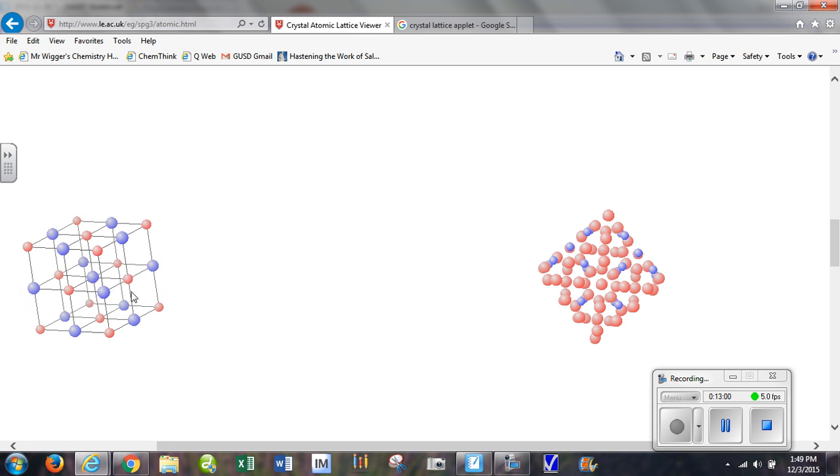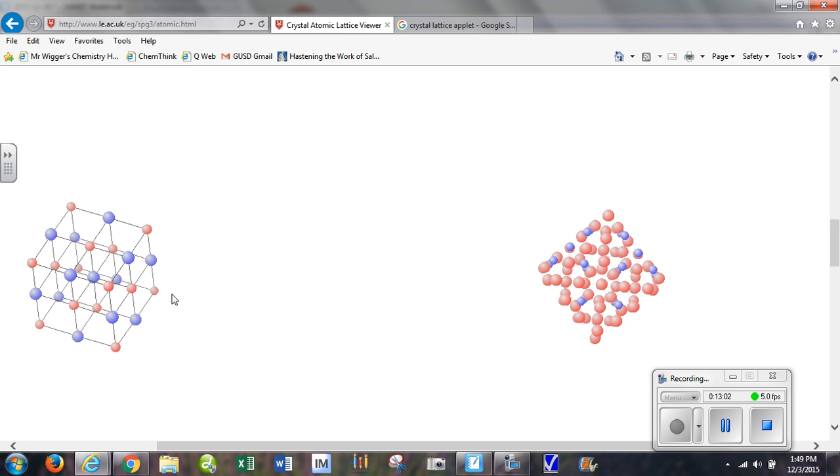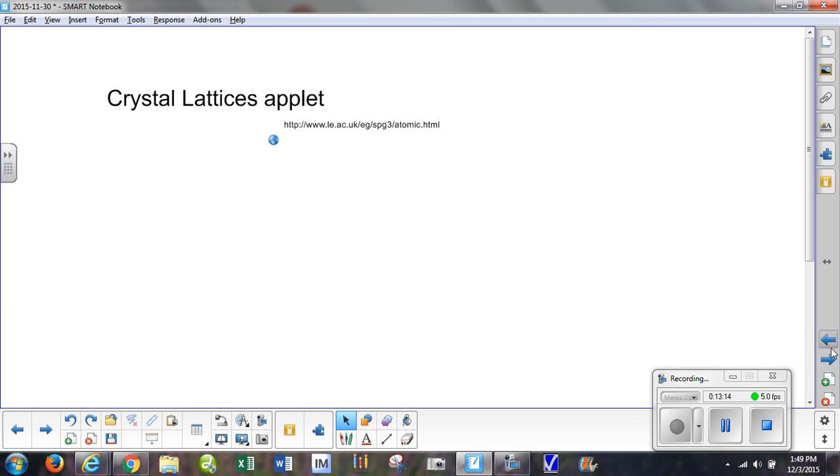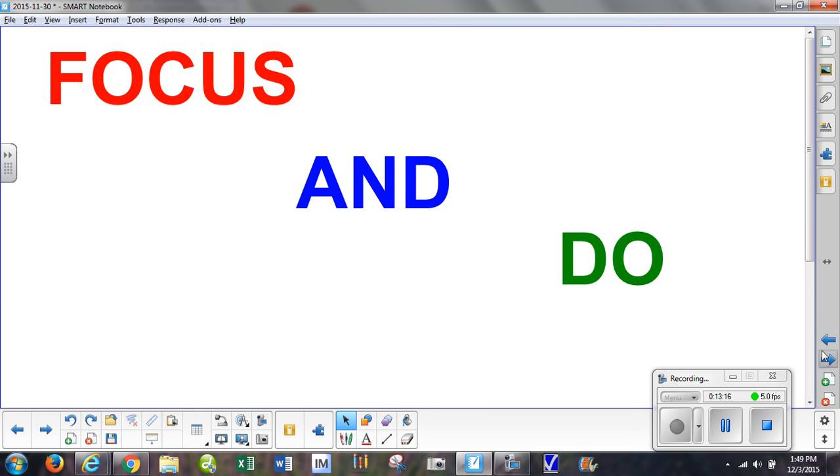Anyway, this stuff is what we call a crystal lattice. And now that you know how a crystal lattice looks, the rest of this should make more sense. So let's go ahead and come on back to my notebook file, and let's move on.